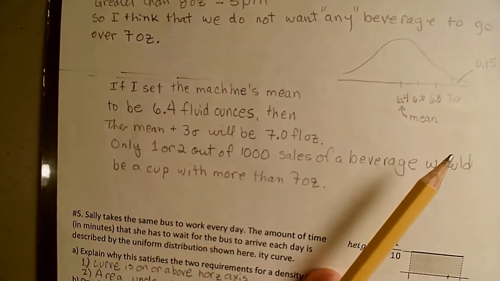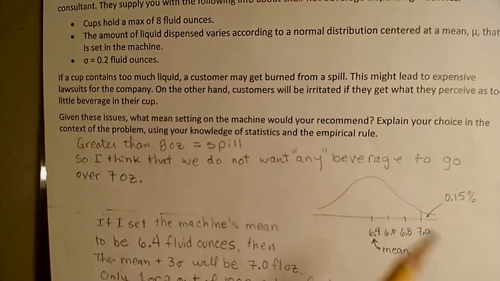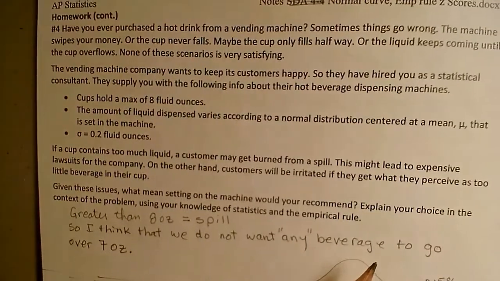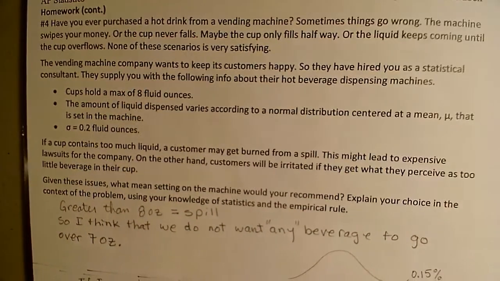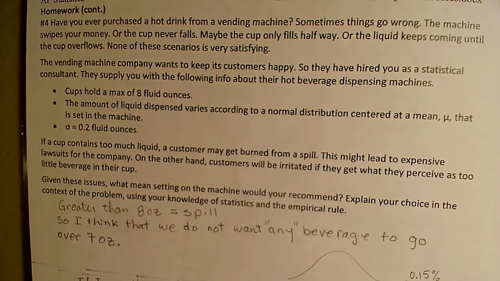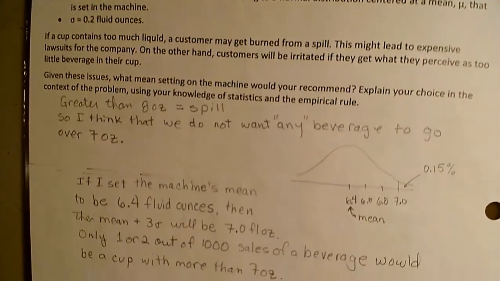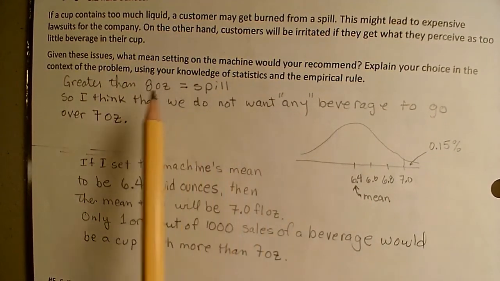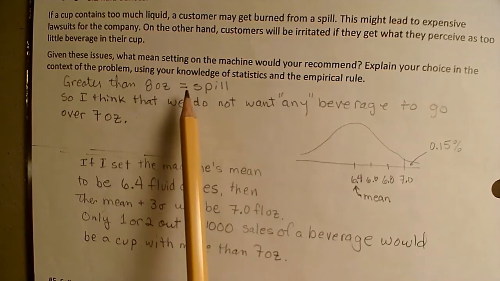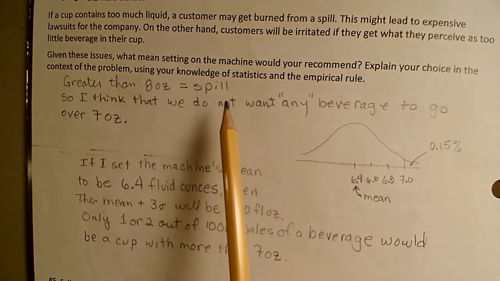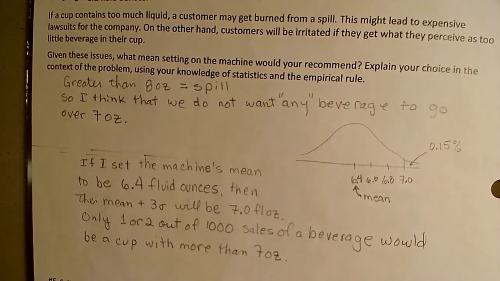The only other question that people sometimes have is on number 4. Number 4, there's not one right answer for this. It just depends on your analysis. So what I did for this: the cup is 8 ounces. If it's equal to 8 ounces or more, you're going to spill. And I don't want any spillage because I don't want anyone to get burned.